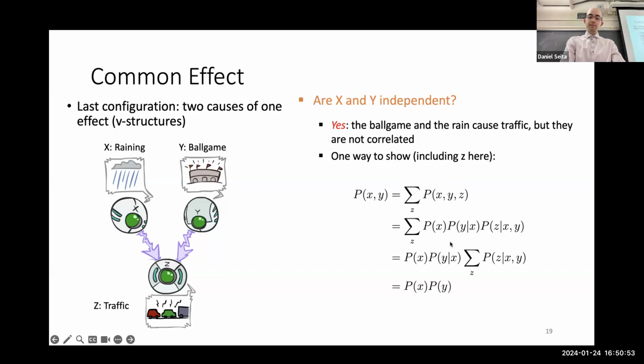This is the chain rule. And then what I'm doing here is moving all the terms that don't depend on Z outside of the sum. And then here we have the sum over Z, but for a given value of X and Y, this just sums to 1 because it's a probability distribution. So by definition, it must sum to 1. And then here you condition on X, but X is not a parent of Y, so it doesn't belong there by assumption of a Bayes net structure.